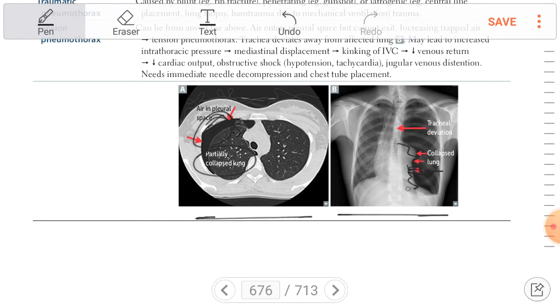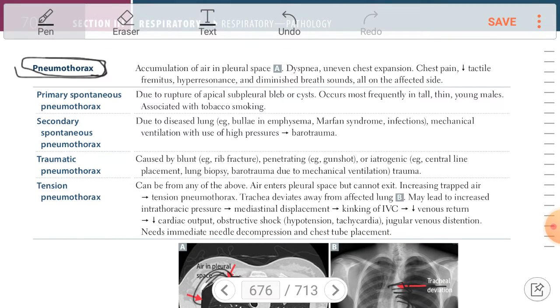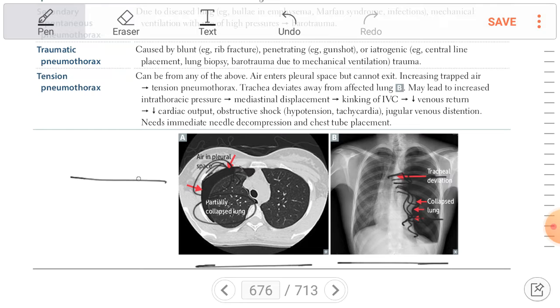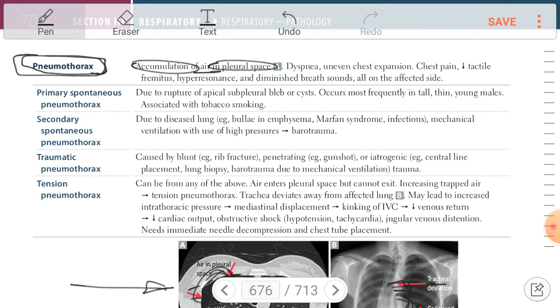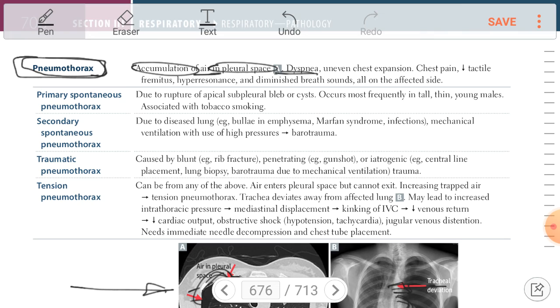This is the collapsed lung, and this is tracheal deviation due to tension pneumothorax. So pneumothorax means what? It means accumulation of air in the pleural space. So this is the pleural space, accumulation of air in the pleural space, leading to what? Leading to collapsed lung, leading to what? Leading to dyspnea, uneven chest expansion.